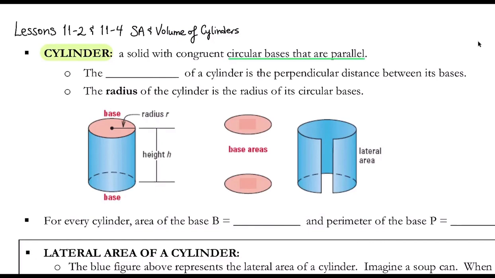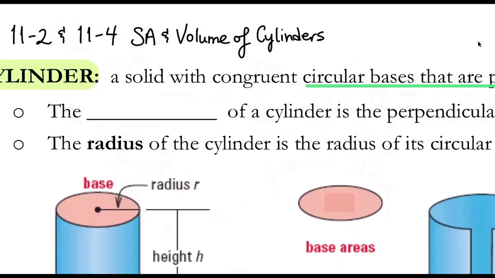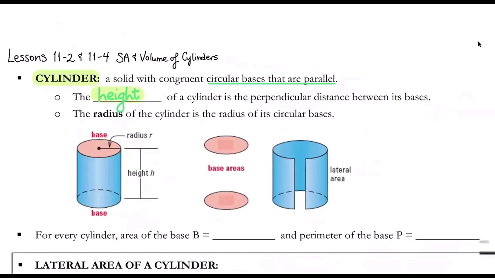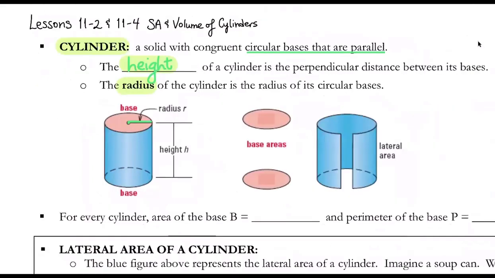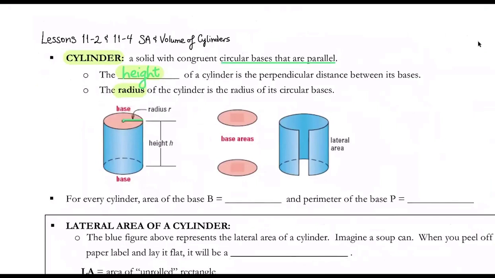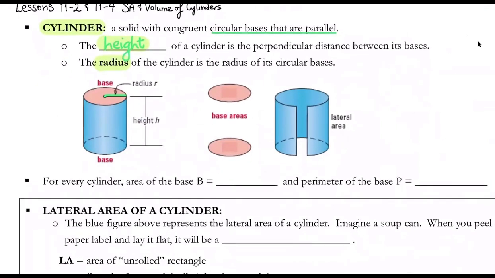So first of all, the height of a cylinder is the perpendicular distance between its bases. So the same exact idea as the height of a prism. The radius of a cylinder is the radius of the circular bases. So from the center to a point on the circle of the circular bases, that's called the radius of the cylinder. Now you can kind of think of the cylinders being broken down into two parts.